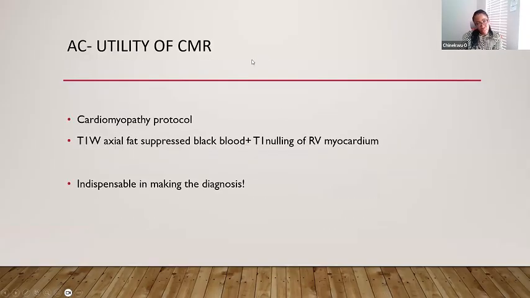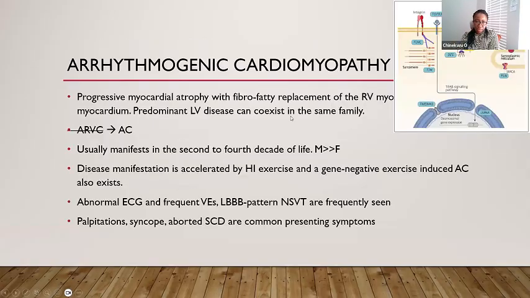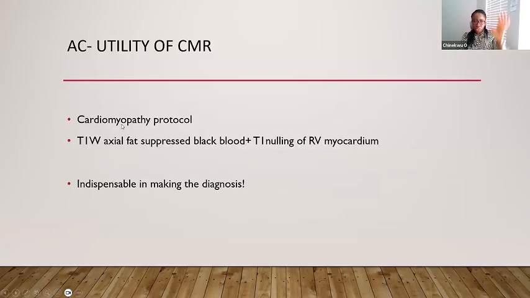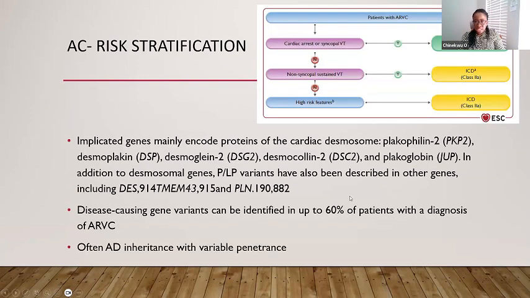So again, what's that protocol? It's a standard cardiomyopathy protocol. The only addition is that we want to do a fat suppressed sequence, because remember, there's fibrofatty replacement. Therefore, we want to do a fat suppressed sequence so that we can scrutinize the right ventricular free wall to see if there's been that fibrofatty replacement. Cardiac MRI for arrhythmogenic cardiomyopathies is entirely indispensable. The actual diagnostic criteria relies a lot on it.